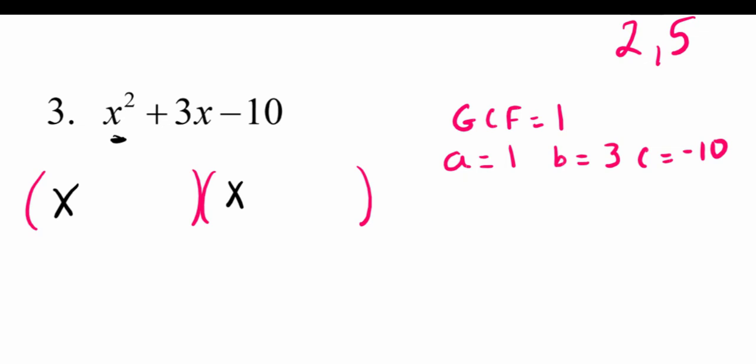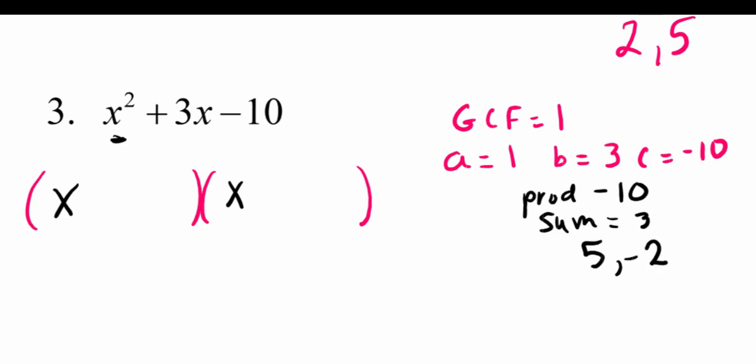And now we're going to look at two numbers that multiply, so the product is -10. That's our C. They have to multiply to a negative number, so we know that we have a positive times a negative this time around. And they have to add up to B. The sum has to be positive 3. So two numbers that multiply to -10 and add up to 3 are positive 5 and -2. So coming back to our parentheses, we're going to use a positive 5 and a -2.